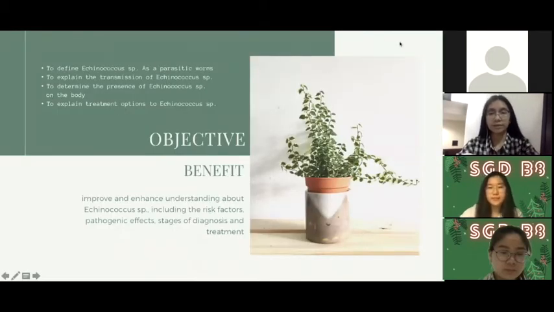Hello everyone, my name is Gloria, and I will explain the objective of this study. The first one is to define Echinococcus sp as parasitic worms. Second, to explain the transmission of Echinococcus species. The third one is to determine the presence of Echinococcus species in the body. The last one is to explain treatment options for Echinococcus sp. And the benefits are to improve and enhance understanding about Echinococcus species, including the risk factors, pathogenic effects, stages of diagnosis and treatment. The next one will be delivered by my friend.